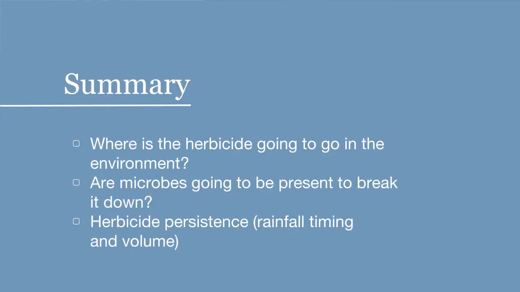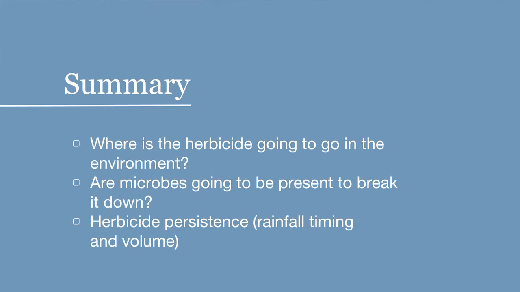So to sum up this module, the things that we need to be thinking about in terms of the persistence of herbicides is where that herbicide is going to go in the environment, and are microbes going to be able to be present and break it down. Microbes require moisture and temperature to break down herbicides. So most of the breakdown is going to be done under warm, moist conditions, and less breakdown is going to occur under hot, dry conditions or under cold, wet conditions, or even cold, dry conditions.